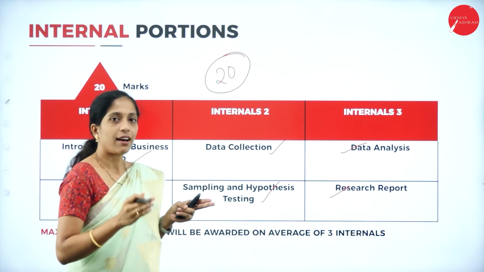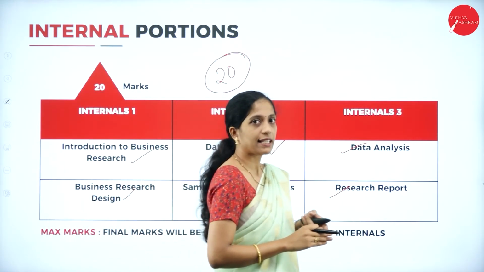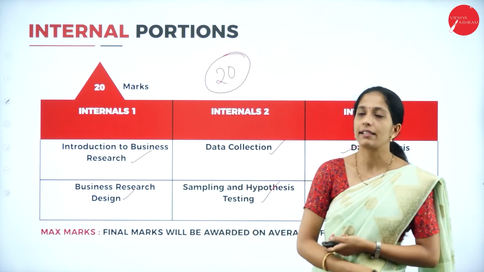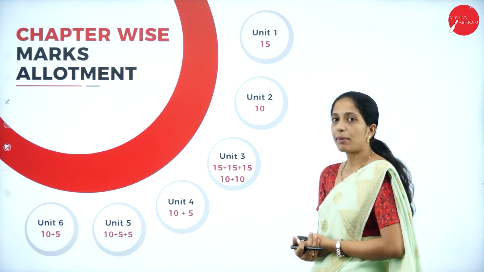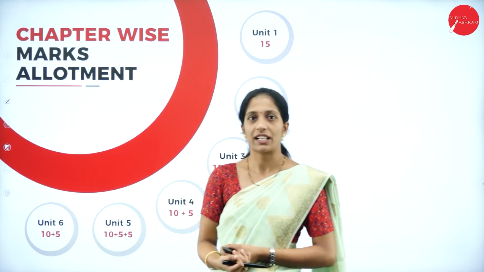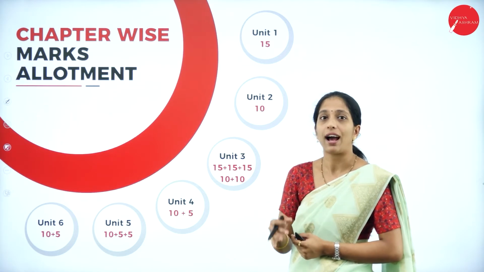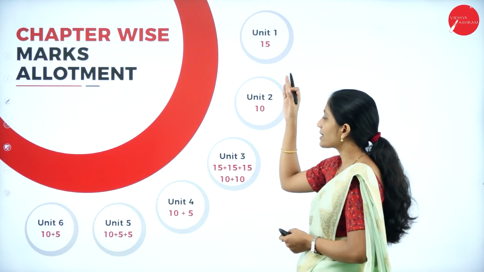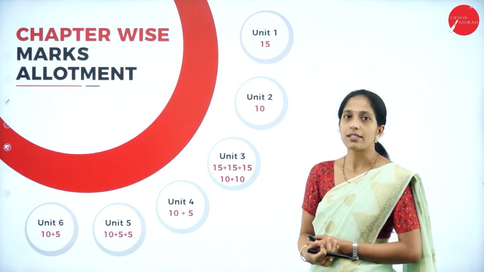Okay. So we have learned how your external examination and your internal exam would be. Now coming to unit-wise or chapter-wise marks allotment. In this particular subject, you are going to have 6 units in total. Let us see the unit-wise marks allotment.